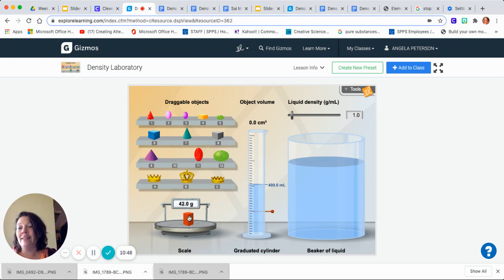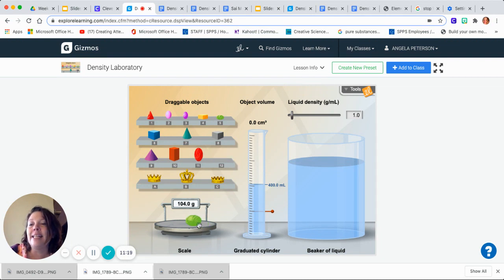Item 10 has a mass of 42 grams, a volume of 61 centimeters cubed, and floats. And item 11 has a mass of 65 grams. Item 11 has a volume of 40 centimeters cubed. And item 11 sinks.